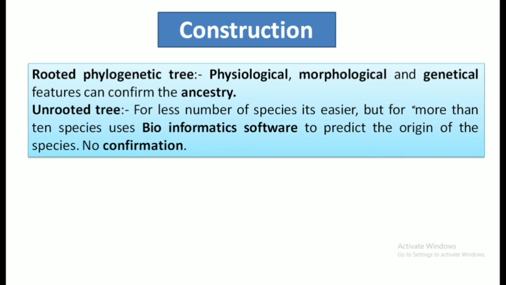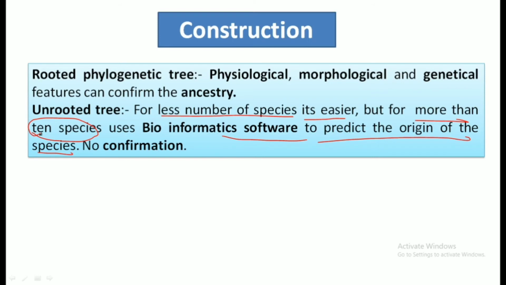So for this type of tree, you can usually use bioinformatics software, where you can use this software to predict the origin of the species. But for a smaller number of species, it's easier to do it manually. But for more than 10 species, it is difficult, because for 10 species, it will be very hectic and there will be lots of errors. So we usually use bioinformatics software to predict the origin of the species.